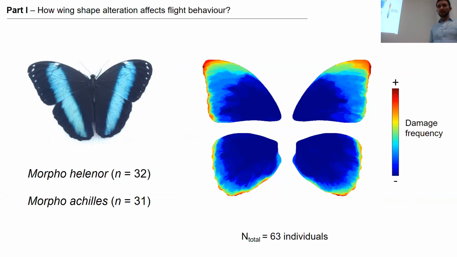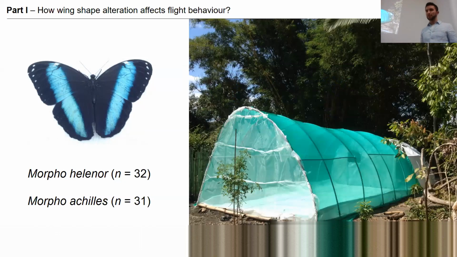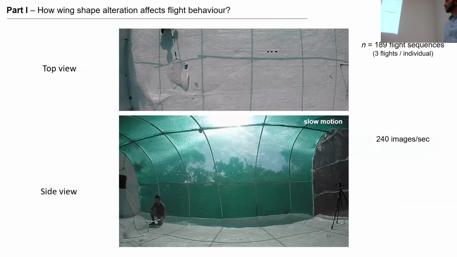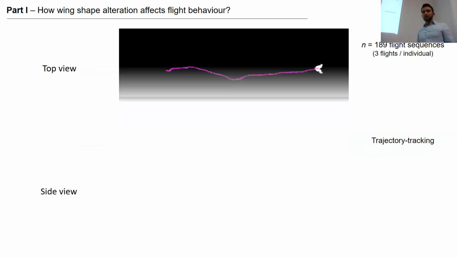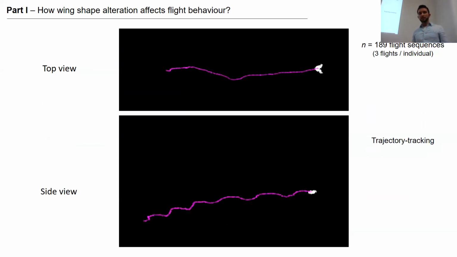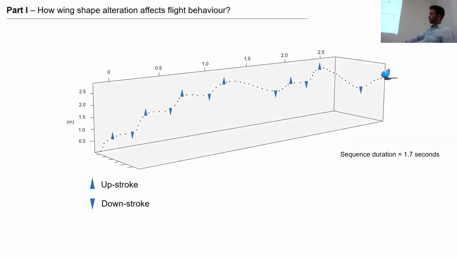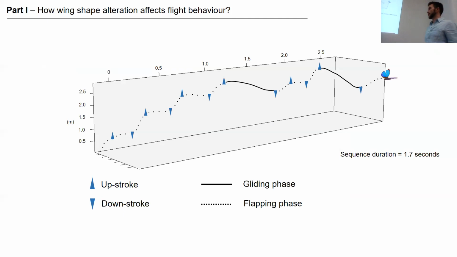But then, to quantify the flight of all these individuals, we built this large experimental cage in order to film their flight in standardized conditions. So I filmed each specimen using several cameras. Here you see an example of the kind of sequence I recorded. Then I tracked the trajectory of each butterfly from different angles of view, and by combining the angles of view, I reconstructed the flight trajectory in three dimensions. And to further characterize flight behavior, I distinguished the upstroke and the downstroke along the trajectory. And based on the stroke positions, I defined flapping and gliding phases.